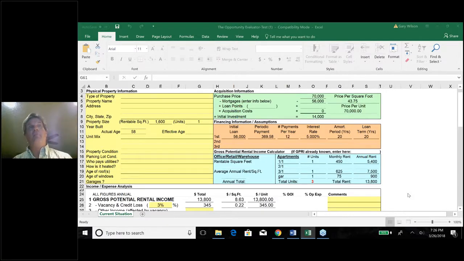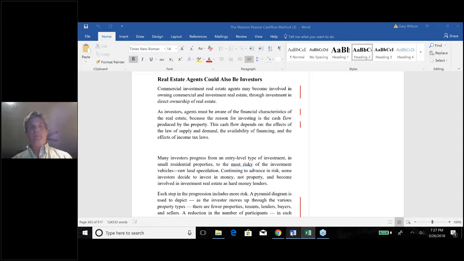So commercial, the strategies for commercial, yes, you can buy for the purpose of cash flow, you can buy for the purpose of capital appreciation, and you can buy for the purpose of both or multiple strategies at the same time, just like residential, okay? So what I want to do now is slide into some information related to commercial.